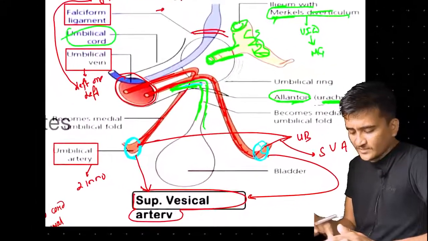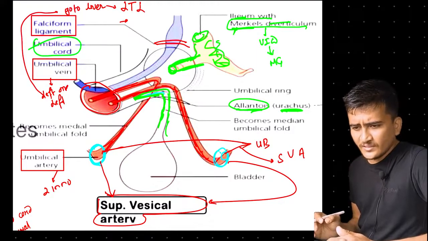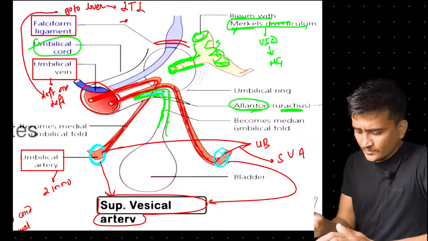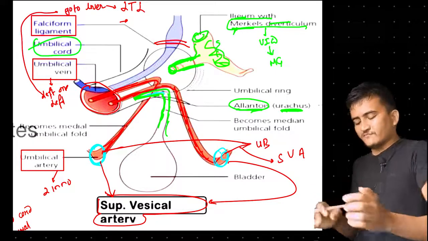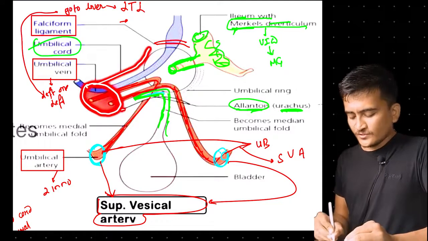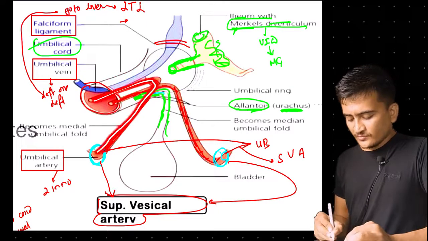Okay, what we discussed here, I'll just repeat it fast. This is the opening of the umbilical cord, and this whole structure is the umbilical cord. And in the umbilical cord, we talked about two arteries, these arteries and these arteries.